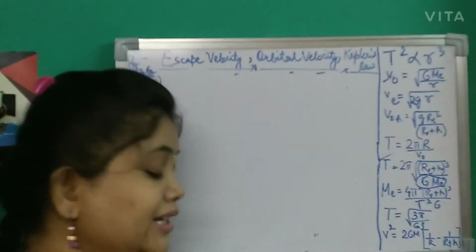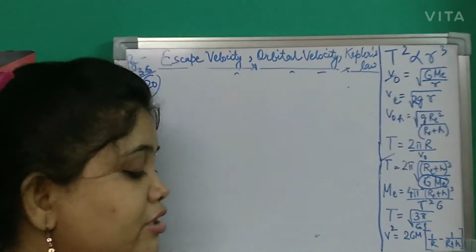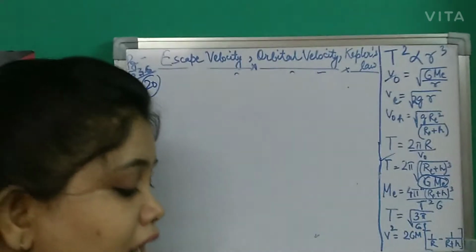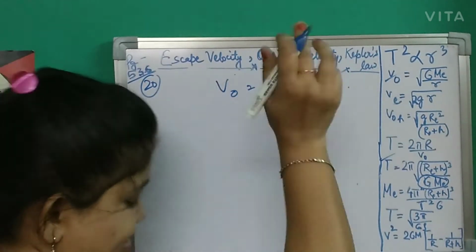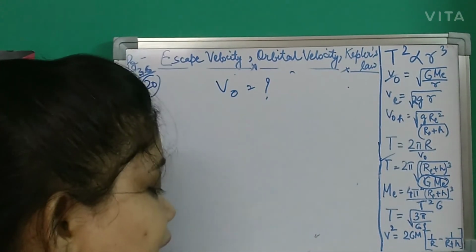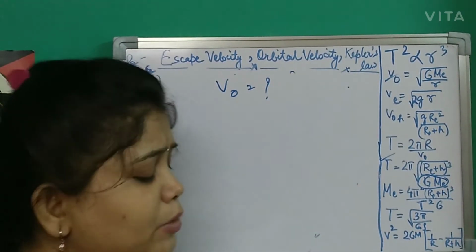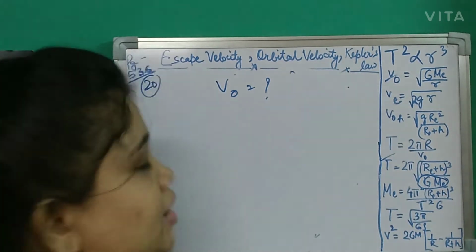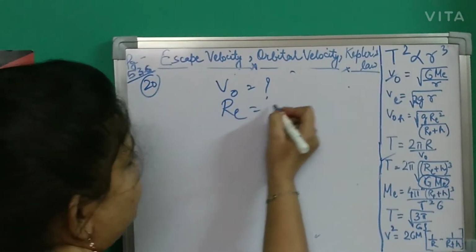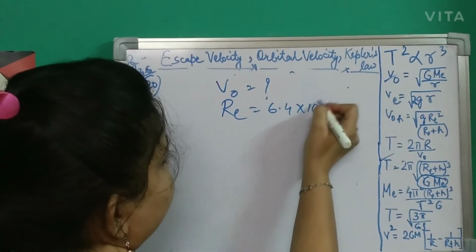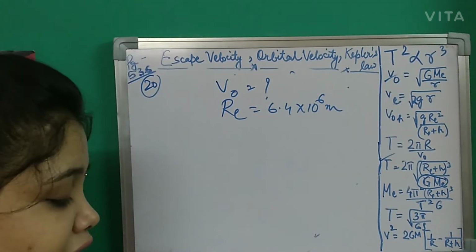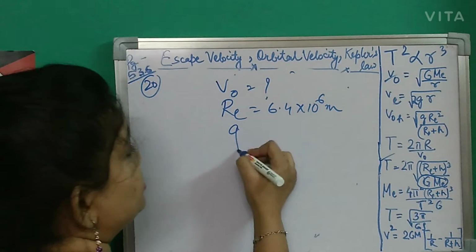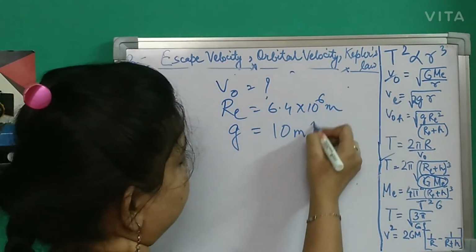What is sum number 20 saying? It says: calculate the orbital velocity of a satellite revolving around the earth. So, V0 is asked. What else is given? The radius of the earth is 6.4 into 10 power 6 meter. That means RE is given as 6.4 into 10 power 6 meter, and acceleration due to gravity G is given as 10 meter per second square.